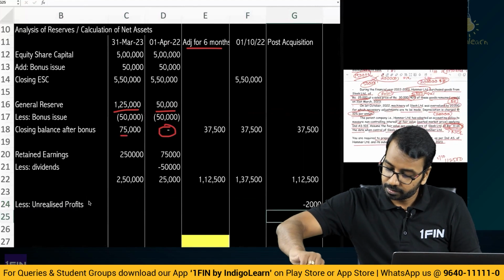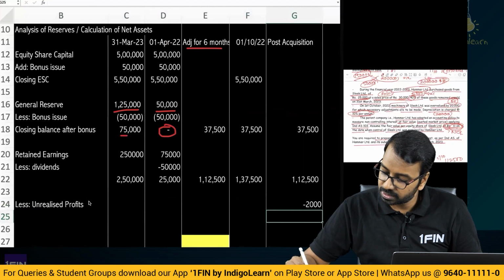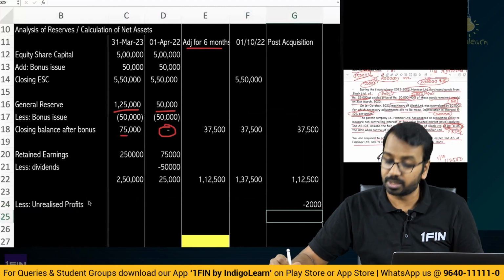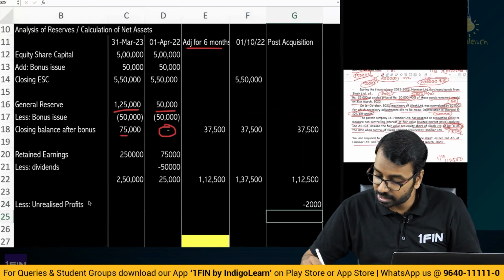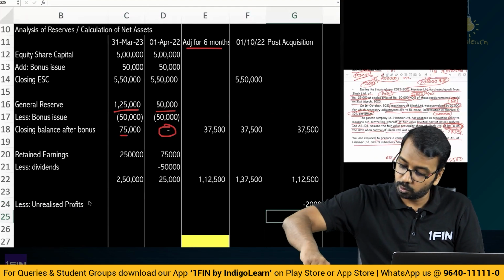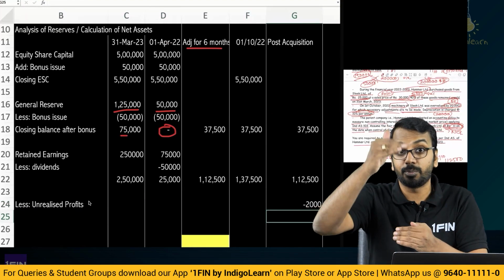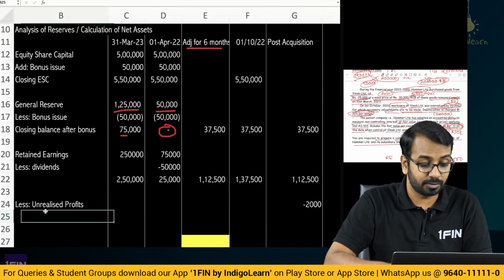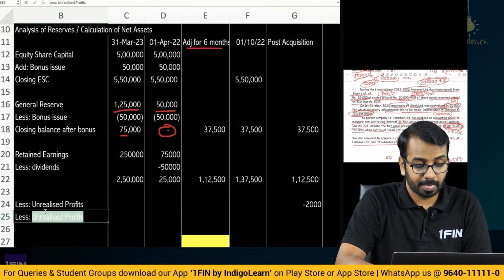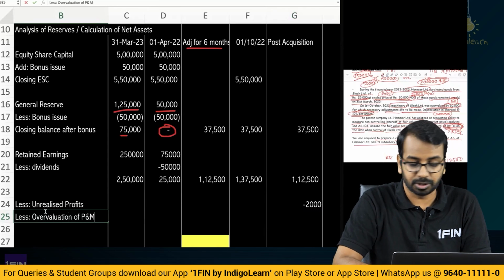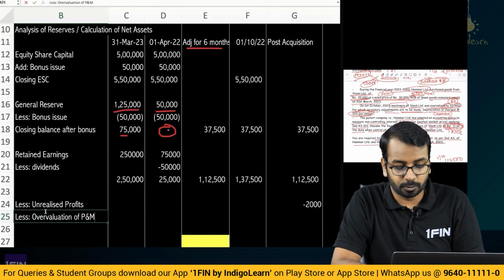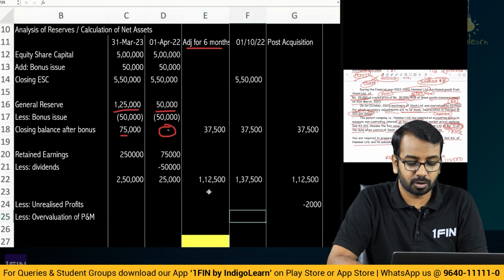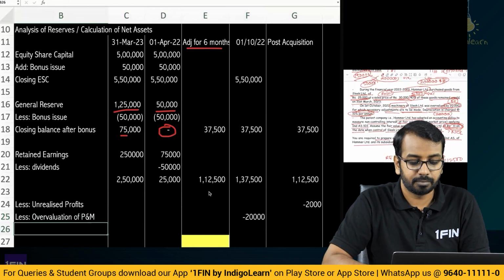Then on 1st of October, machinery of Sleek Limited was overvalued by 20,000. This is a date of acquisition adjustment. 20,000 for which necessary adjustments are to be made. So 20,000 overvalued means we have to bring down the net assets on date of acquisition, less overvaluation of plant and machinery, right? Plant and machinery, how much? 20,000. So on the date of acquisition column, minus 20,000.